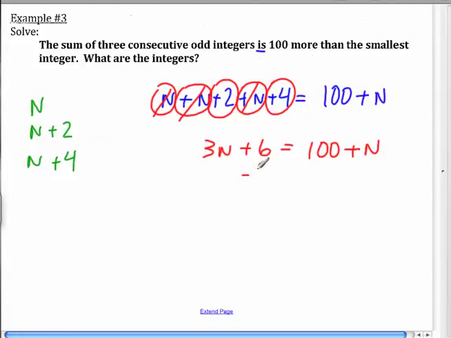I can subtract 6 from both sides, okay? So I'm going to have 3n on the left, and I'm going to have 94 plus n on the right. Where do I go from there, Ian? You want to get just the variables on one side, so subtract n from both sides.